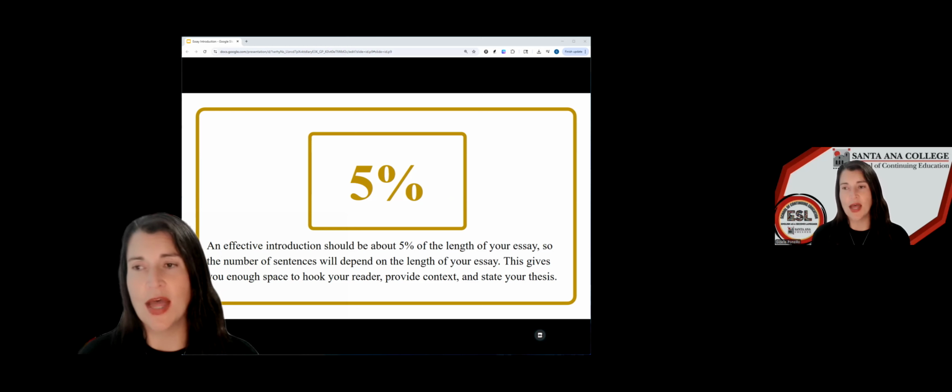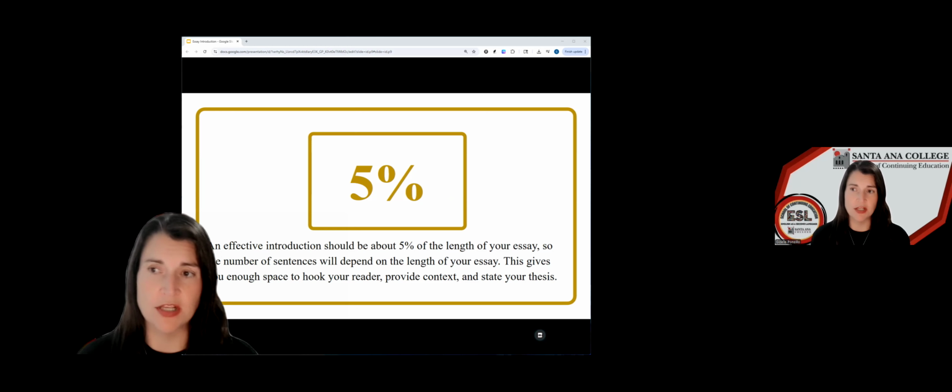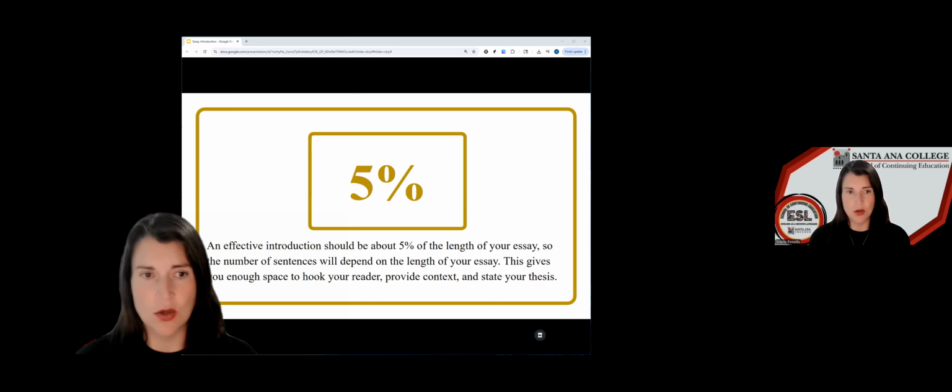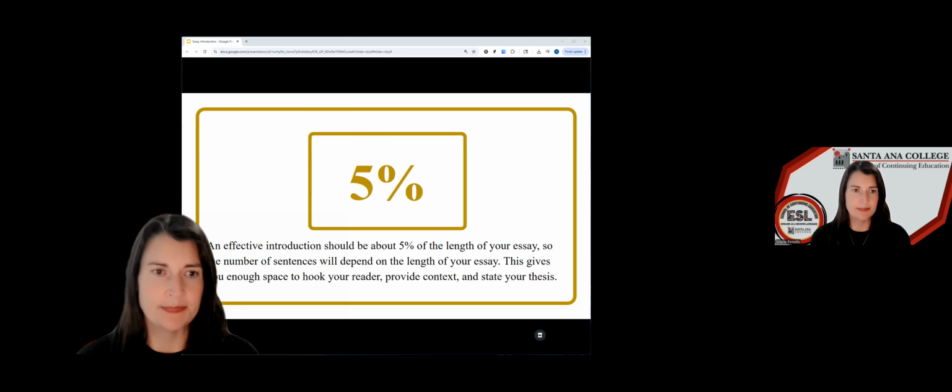But again, all that depends on what your professor is asking you to write, what your professor is teaching you that semester, and then how long that essay should be, if you're going to have 3 body paragraphs or more than that. So you need to be able to adjust as needed. But for this class, we're talking about 5% of your essay and 1 body paragraph. The first body paragraph of your essay is going to be your introduction.